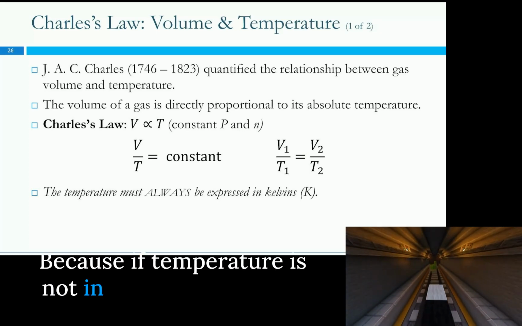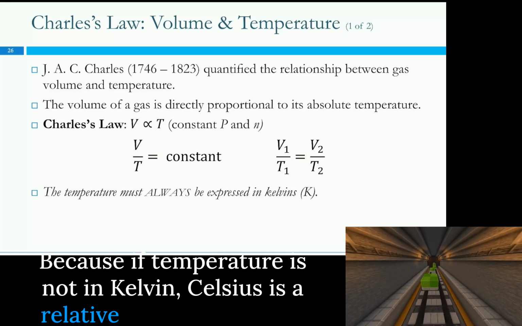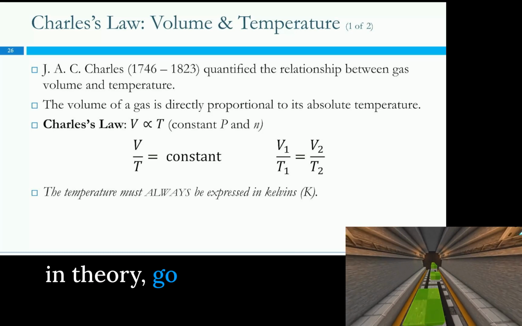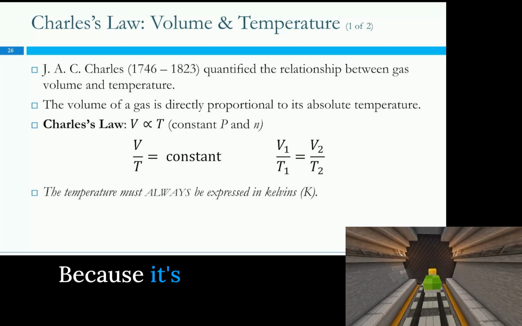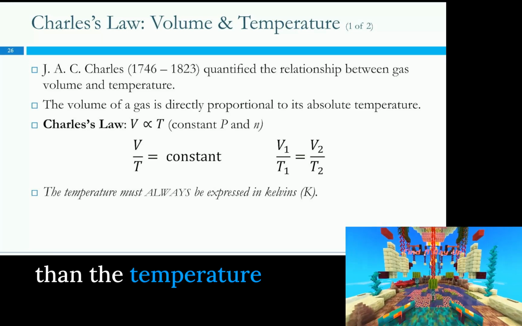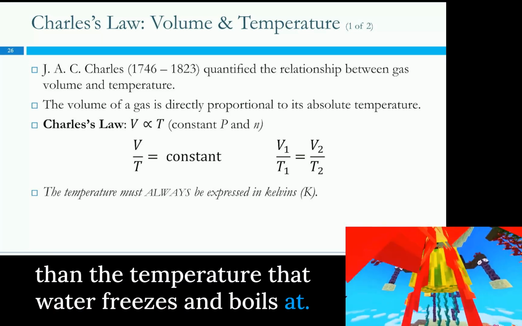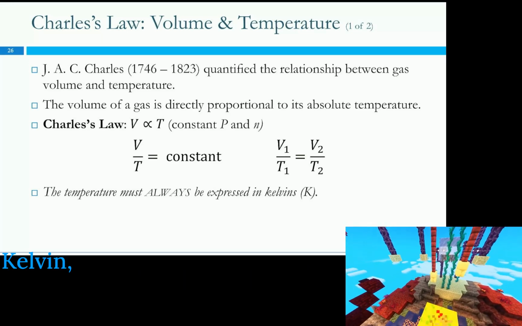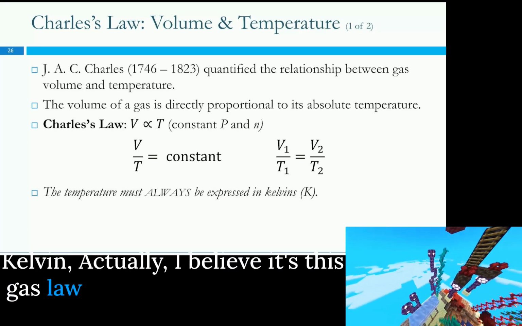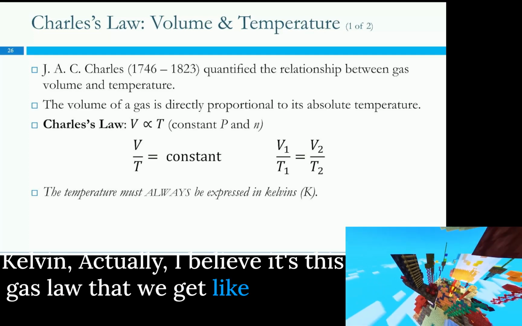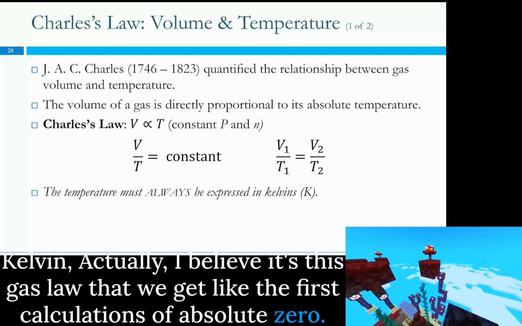Because if temperature is not in Kelvin, Celsius is a relative scale, so it could, in theory, go to negative infinity or to positive infinity. Because it's not really based on anything other than the temperature that water freezes and boils at. Kelvin, actually, I believe it's this gas law that we get like the first calculations of absolute zero.